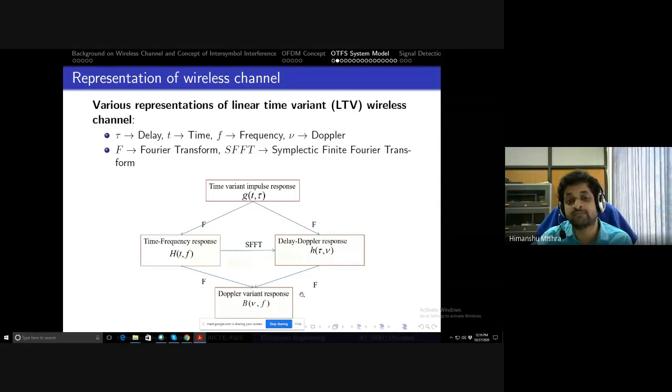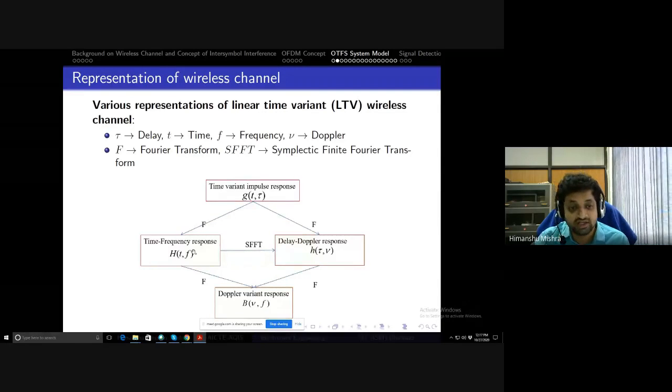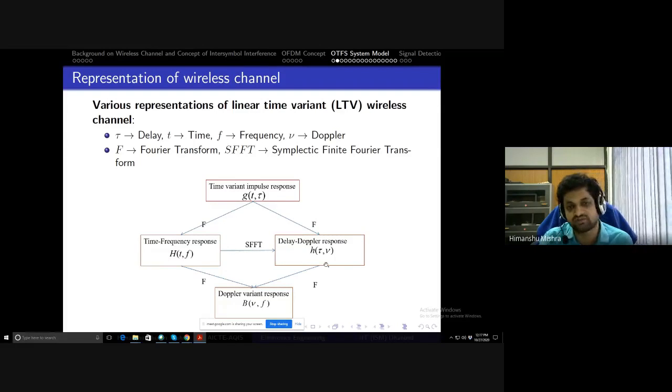Within these representations of the channel, there is a relationship. From one to another you get by Fourier transform, or by inverse Fourier transform. But between time frequency and delay Doppler, you have to use the SFFT, the symplectic finite Fourier transform. From any other you can get by simply using the Fourier transform. Our focus is on these two, time frequency and delay Doppler, because we use the time frequency domain in OFDM, and we have to use the delay Doppler domain in OTFS.